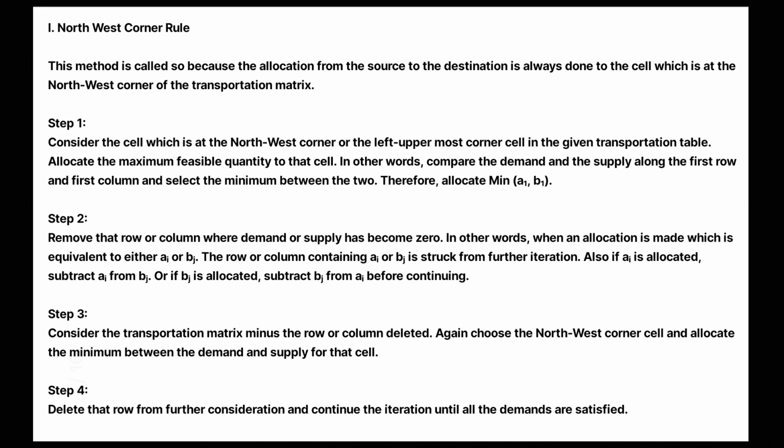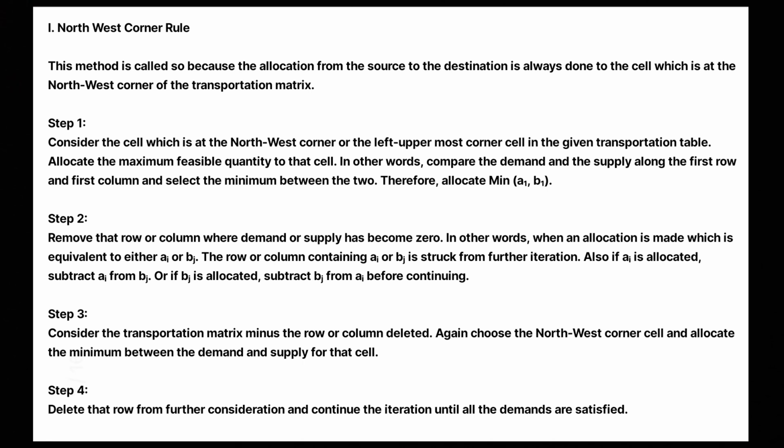First step is to consider the cell which is at the northwest corner, or the left uppermost corner cell, given in the transportation table. Next, we allocate the maximum feasible quantity to the cell. In other words, it is to compare the demand and supply. I will explain it while solving the problem.